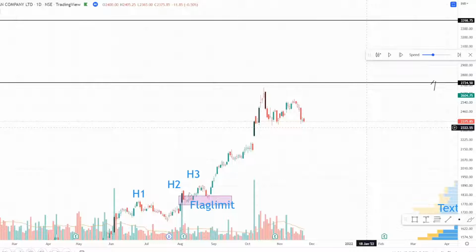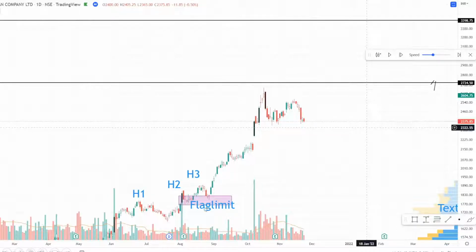Now this is the buy case. Previously we have seen some selling examples. Now this is the Titan daily chart. H1 is formed, H1 is broken, H2 is formed, this zone is formed, H2 is again broken on the upside, H3 is formed, and price retraces back to this zone, the flag limit zone.